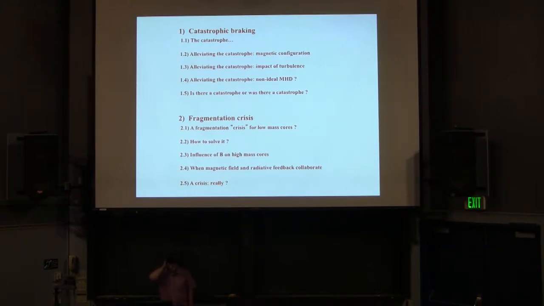And second, I will address the issue of the fragmentation and this so-called maybe crisis for low-mass cores. At least, the magnetic field seems to be extremely efficient to actually quench the fragmentation, at least at the early stage. I will propose various ways to solve it. I think the issue is unsettled at the moment.